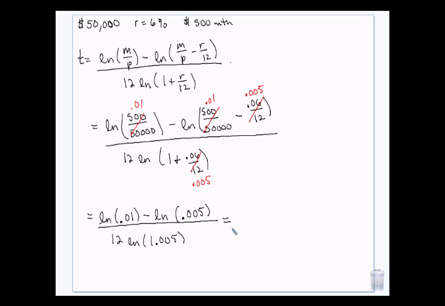Natural log of 0.01 is negative 4.60517. Natural log of 0.005 is negative 5.2983. And the natural log of 1.005 is 0.0049875.